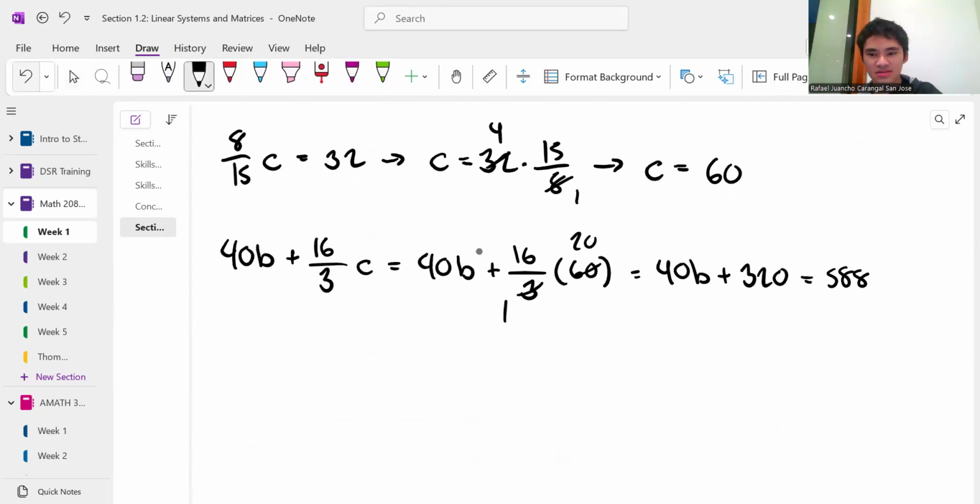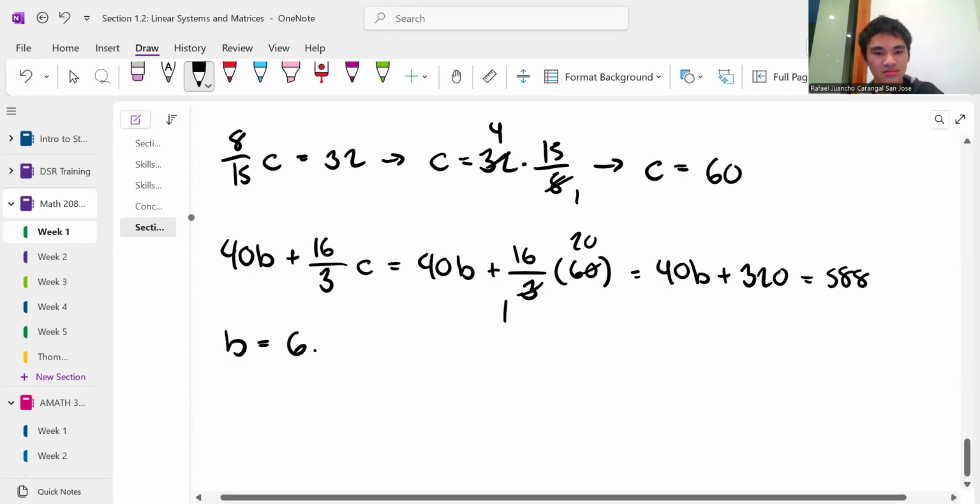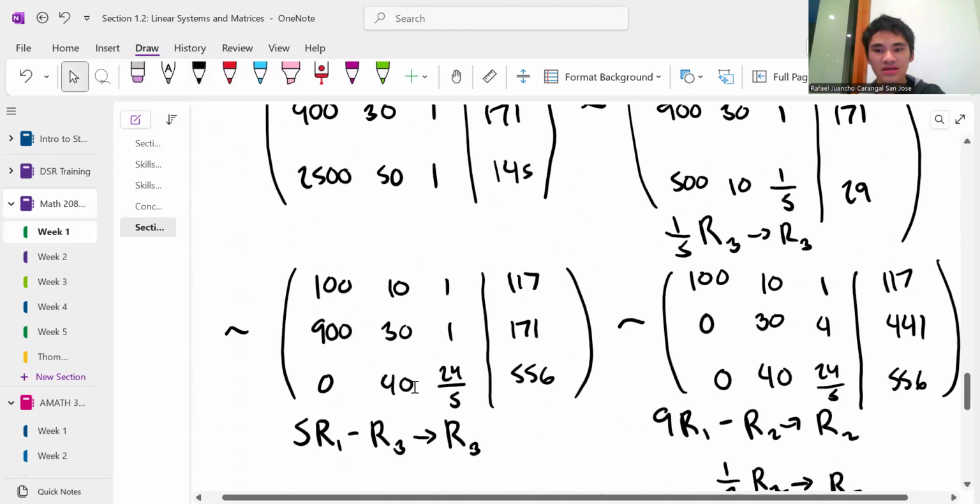Then from there we see 268 divided by 40, 6.7. Is that right? Yeah. So B is 6.7. And then lastly, we look at A.